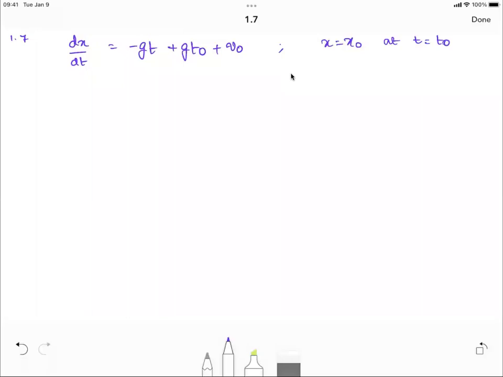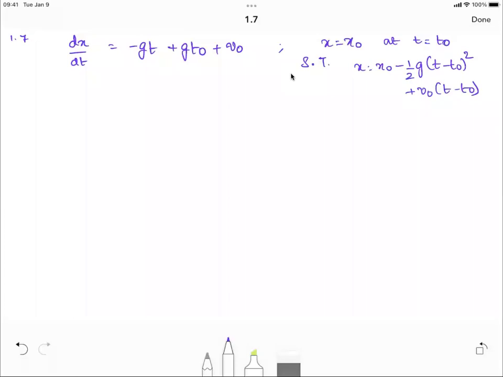So when we integrate this equation, we end up with an integration constant that can be evaluated with the help of this condition. And we are expected to show that x equals x0 minus half g times (t minus t0) whole squared plus v0 times (t minus t0). So we are required to show this.